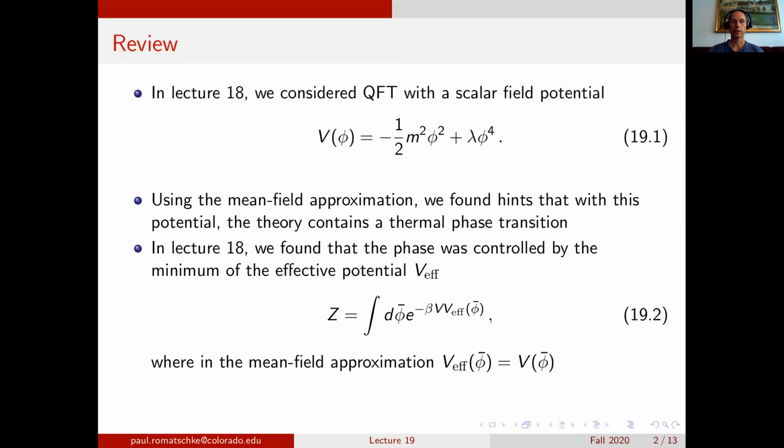In the last lecture, we found that the phase that the theory is in was controlled by the minimum of the effective potential, V_eff, that is defined implicitly through the definition given in equation 19.2, where the partition function for the theory is given as an ordinary integral over the mean field times the exponential of minus beta times the volume times the effective potential. We also found that in the mean field approximation, the effective potential was just given by the expression for the classical potential evaluated at the mean field.